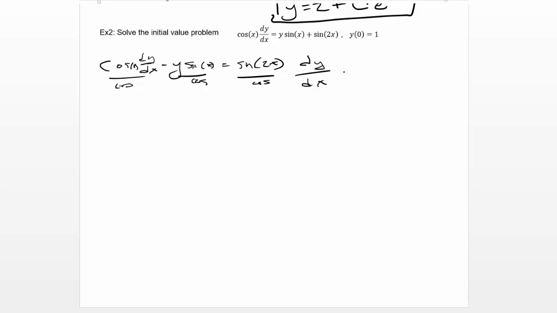dy/dx minus y sine divided by cosine, which is tangent, equals cosine 2x... sine 2x divided by cosine x. Let's see, a quick reminder: sine of 2x is actually 2 sine cosine. Cosine and cosine will cancel, and I'll get 2 sine of x. This differential equation is in the form that I wanted to see.